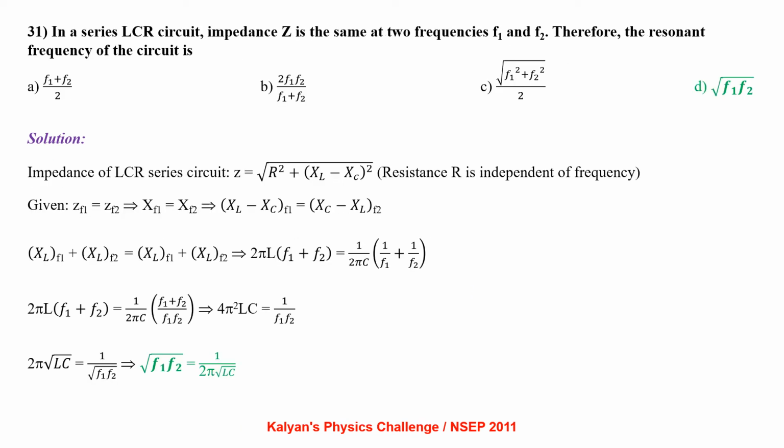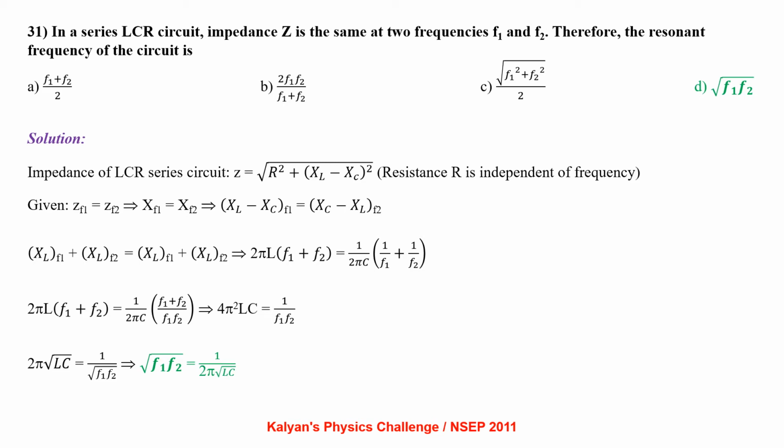In a series LCR circuit, impedance Z is same at two frequencies f1 and f2. Therefore, the resonant frequency of the circuit is? Impedance of the LCR series circuit is given by Z equal to root of R square plus (XL minus XC) whole square. Resistance R is independent of frequency.